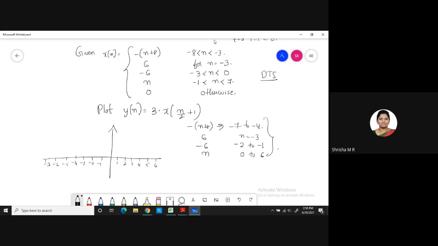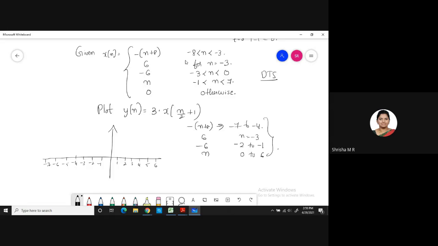So here in this problem, what are they telling you? From this we can see that our range of x of n will extend from minus 7 to plus 6. Okay. So our signal extends from minus 7 to plus 6, that is x of n. So we shall see what are the amplitudes at each instant of time.